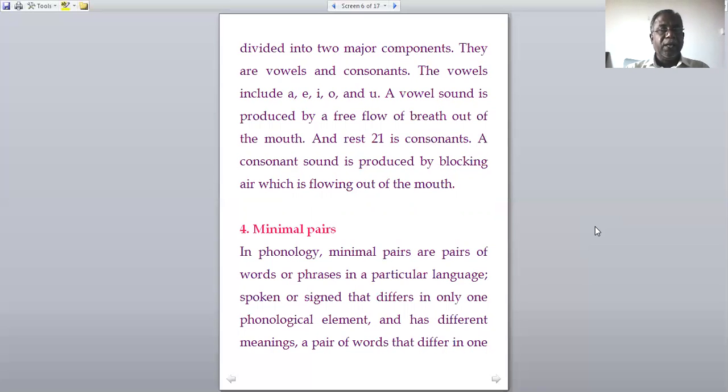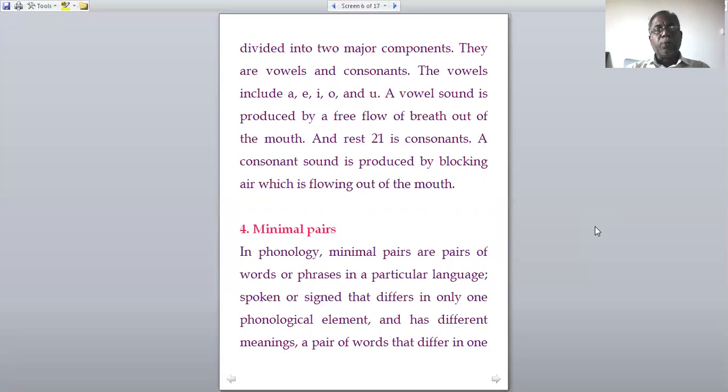Even in Tamil we say உயிரெழுத்துகள், மெய்யெழுத்துகள். They are vowels and consonants. The vowels include A, E, I, O and U. You might have known about all these vowels in our school days. Your English teacher would have taught about all these vowels. There are 5 alphabetical letters among them in English. The vowels include A, E, I, O, U.